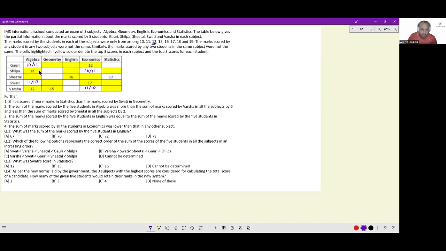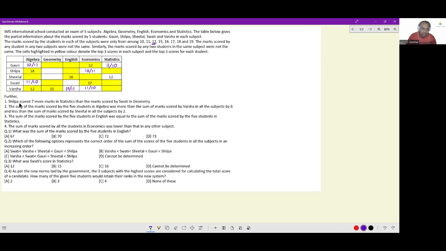But now when you look at Gauri, 12 is among her top 3 scores. So the bottom 2 scores have to be lower than that. So it has to be 11 or 10 here. For Sheetal, nothing right now. For Swati, nothing. For Varsha, 12 is among her top 3 scores. So 11 or 10, 10 or 11. Based on the fact that 12 is the third lowest score and it is among the top 3 scores, the 2 scores lower than that give us this information.